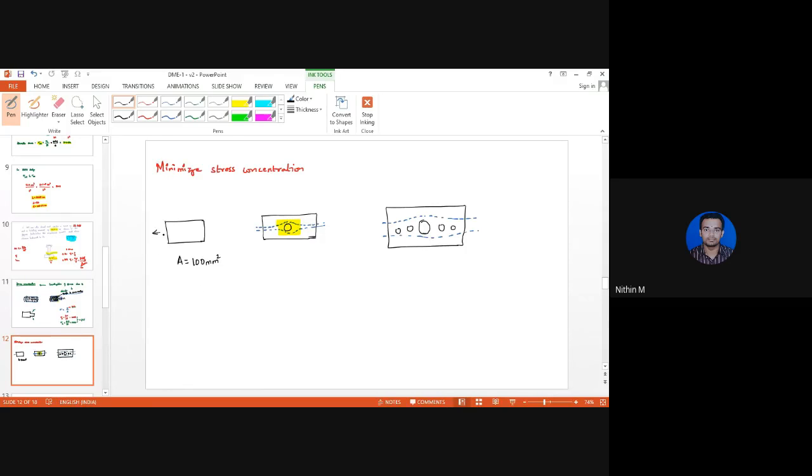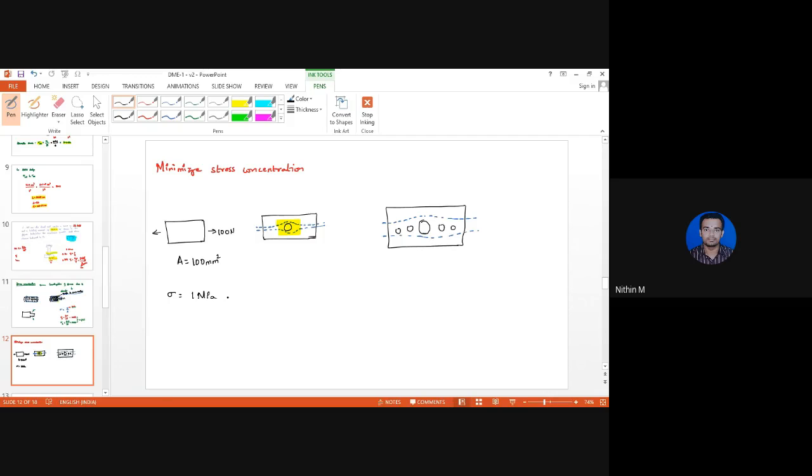Now, this plate is subjected to a tensile force of 100 newtons. This plate is subjected to a tensile force of 100 newtons. Now, what will happen? The stress induced in the component now is 1 MPa. That is 100 newtons by 100 mm square.